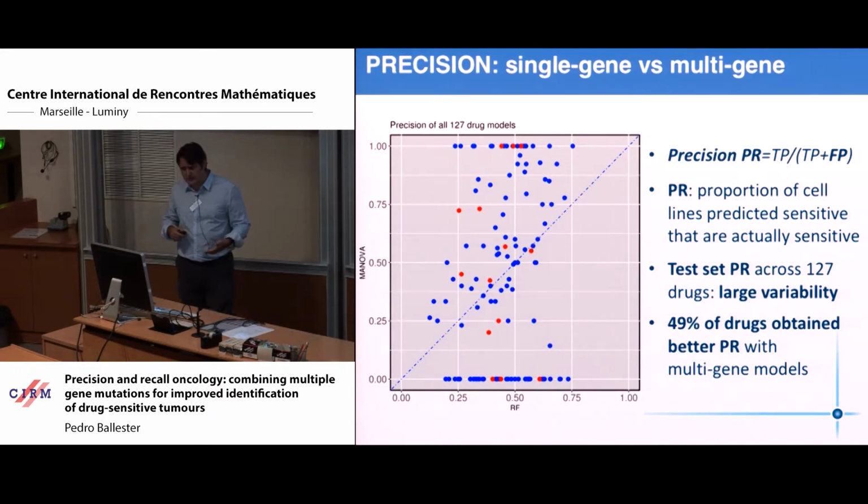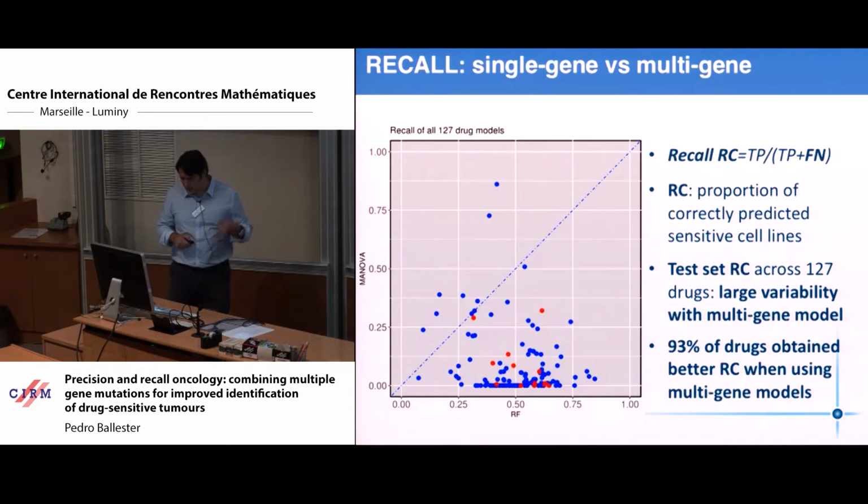We look at precision, so precision capturing the number of false positives. In this context, that would be the proportion of cell lines predicted sensitive that are actually sensitive. We also observe a large variability and a slightly worse performance for the multi-gene models. But when we look at recall, which is essentially capturing the number of false negatives, the picture completely changes. It's essentially 93% of the drugs obtain better recall when using multi-gene models.